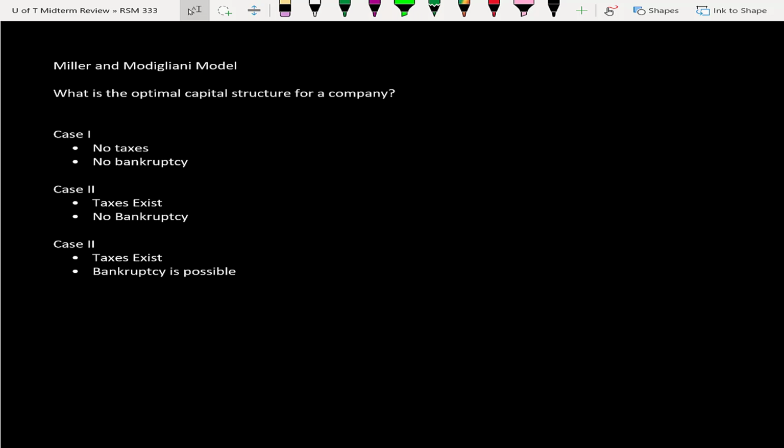Case two is they say taxes exist, but bankruptcy is still not possible. And case three is the only realistic one, and it says taxes exist and bankruptcy is possible. Now, it's sort of a weird scenario, but we basically end lecture 5 at this point. We do case 1 and 2. And what we're trying to do is figure out when you maximize the value.